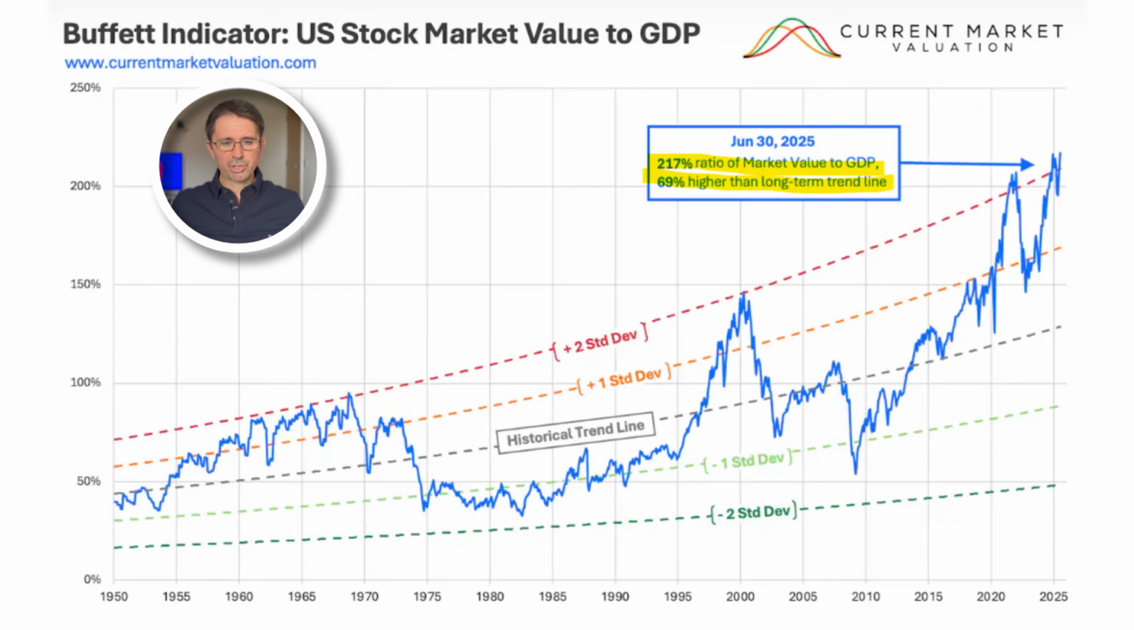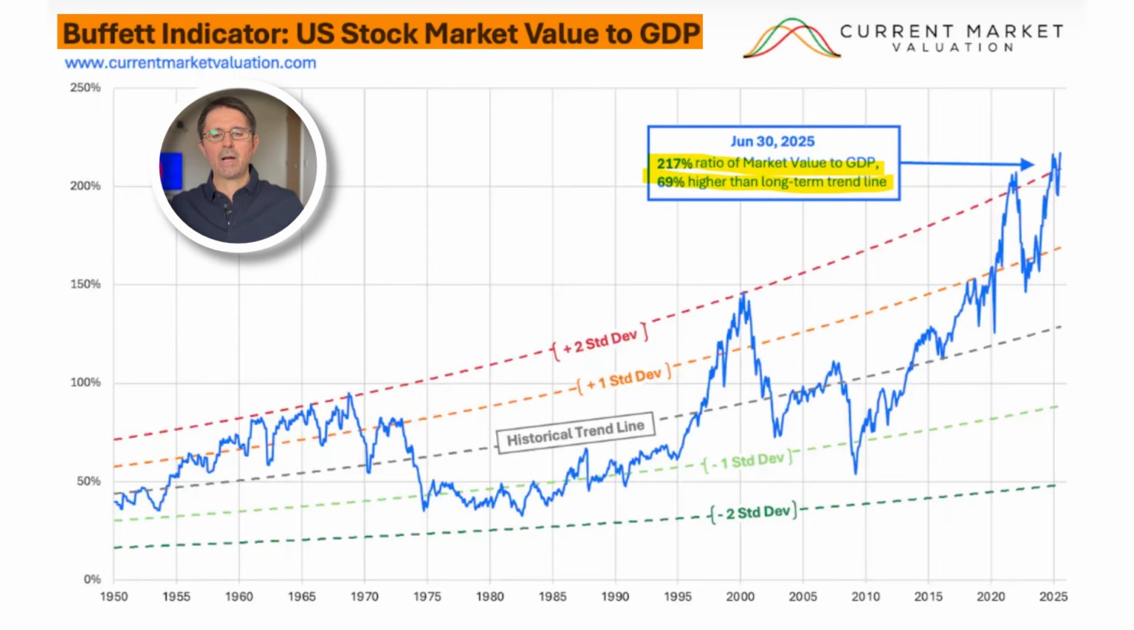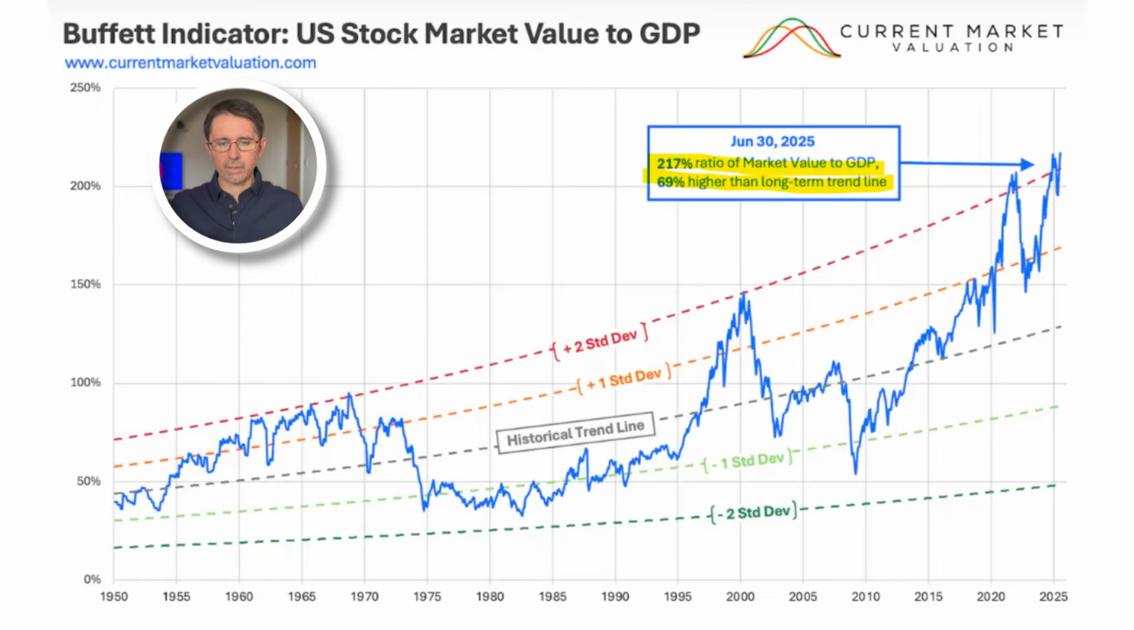All right, so have a look at this chart. We've got here the Buffett Indicator, US stock market value to GDP, as provided by a great website, by the way. I encourage you to look at currentmarketvaluation.com. Links in the description. In the sources, you'll find all of this stuff, so go have a look at this if you want to dig deeper. But this is the Buffett Indicator. And if you look on the right-hand side, as of June 30th, 2025, according to this chart, about 217% ratio of market value to GDP, 69% higher than the long-term trend line.